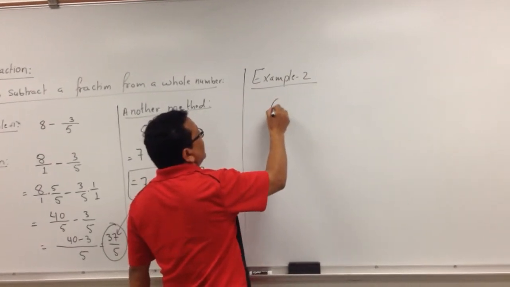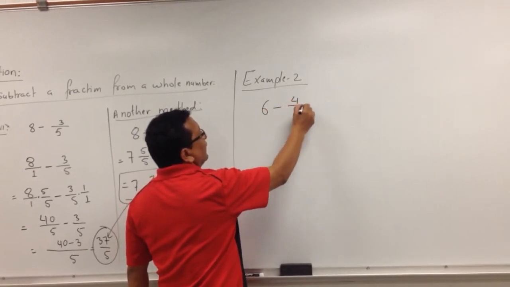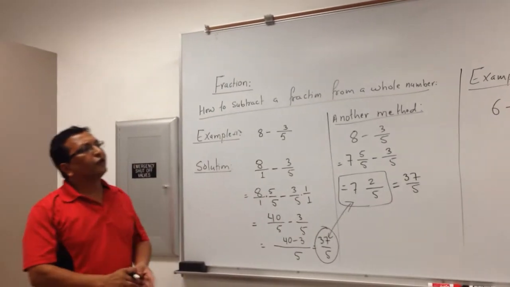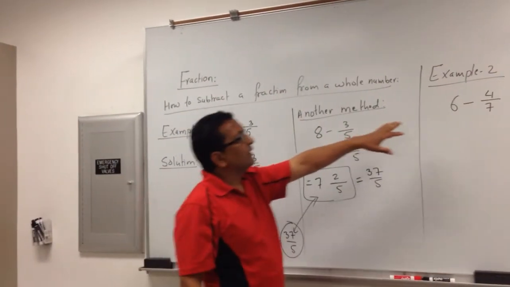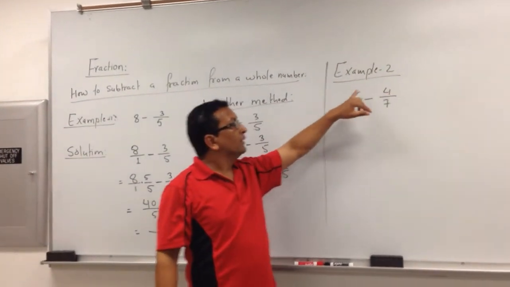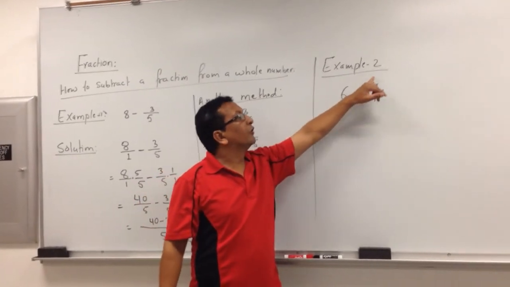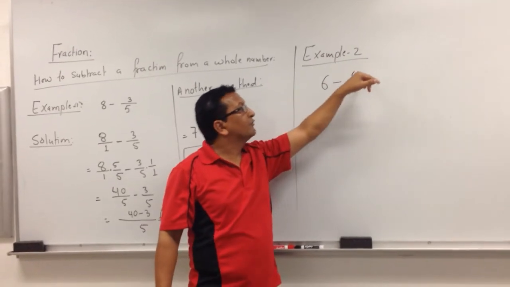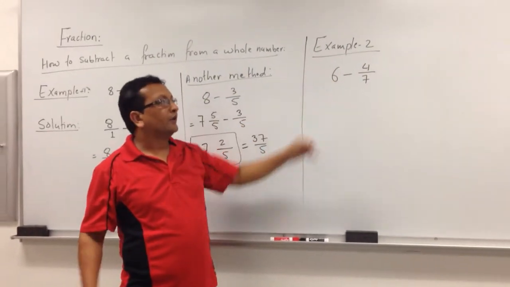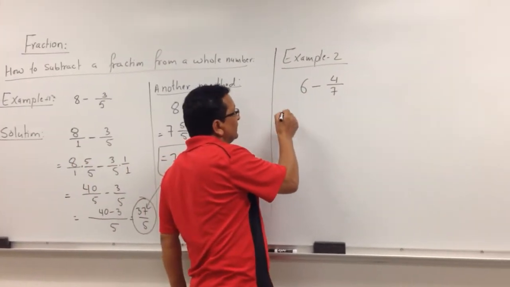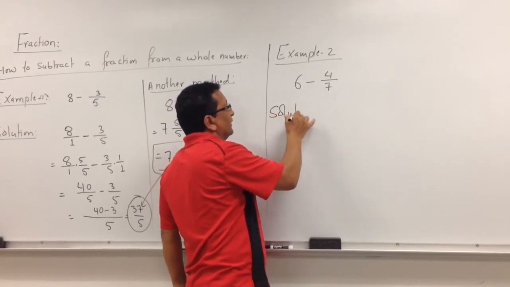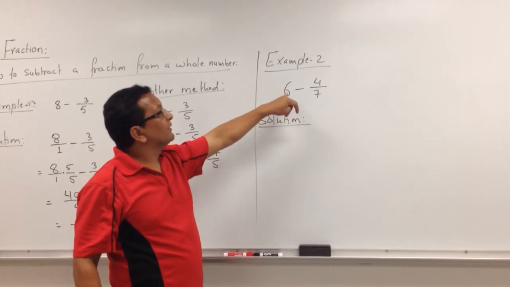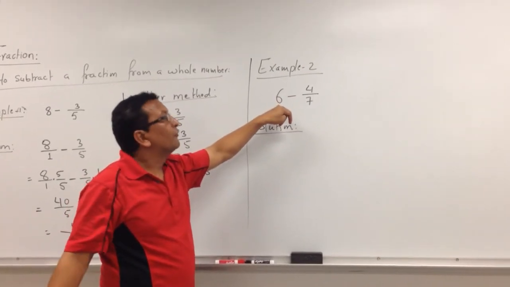6 minus 4 over 7. In this example also, the first term is 6 and the second term is 4 over 7. So 6 is a whole number and 4 over 7 is a fraction. Now we are going to subtract this fraction from a whole number. So exactly as in the first method, let's start the solution.